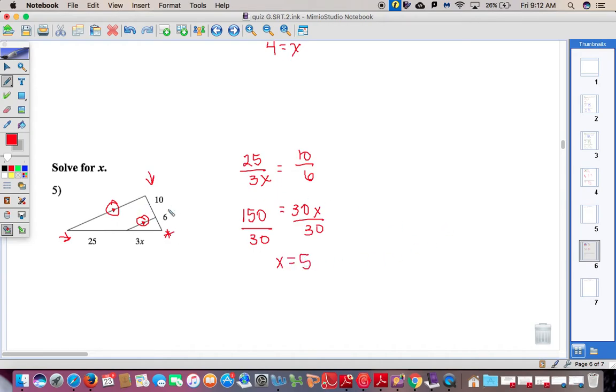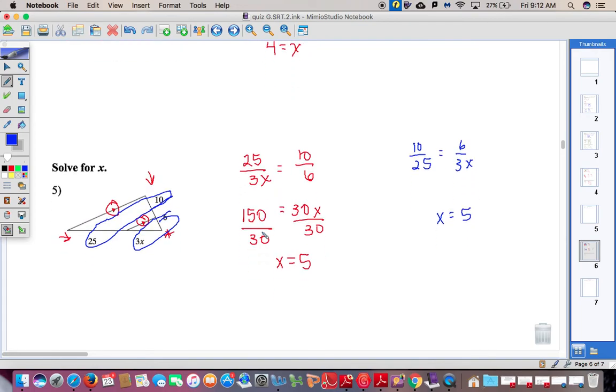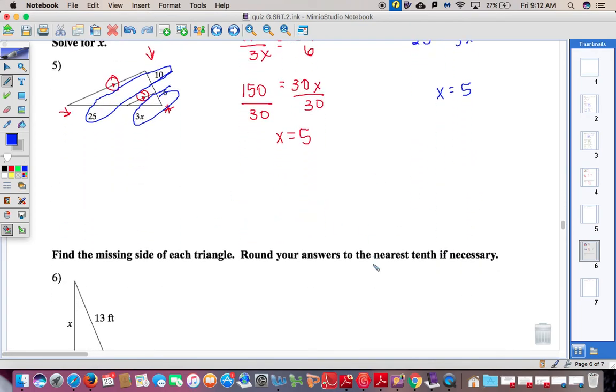Okay, another way would be to set it up so that these pieces are in the same location, because they're proportional pieces as well. So we could say 10 over 25 is equal to 6 over 3x, and if we do that, we're going to get the exact same answer of x equals 5. There are multiple ways of setting up each problem. You just need to make sure that one of your methods is mathematically sound. No matter how you set it up, you should get the correct answer.